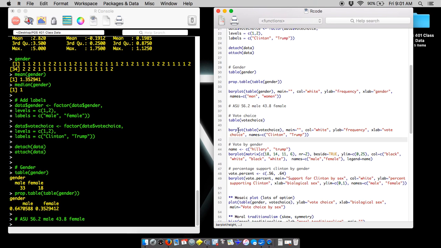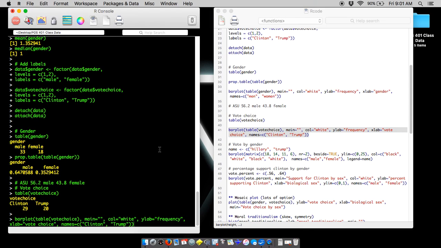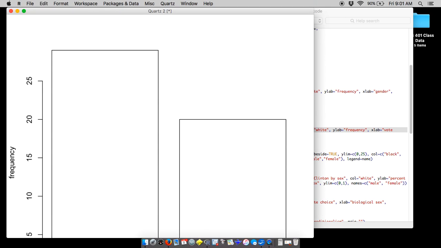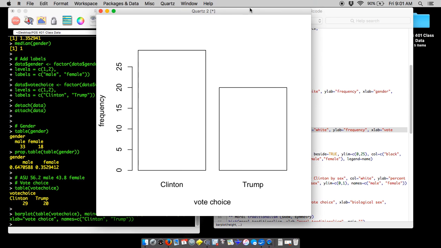Okay. So then let's look at vote choice. Who are you going to vote for on election day, Trump or Hillary? 29 people said Clinton and 20 people said Trump. We could look at a bar plot, because this is also discrete data. It's two categories, Clinton and Trump. That's discrete. And we can look at this bar plot here, and let's just resize it. And here we can see that same data. 29 people are going to vote for Clinton, 20 are going to vote for Trump.